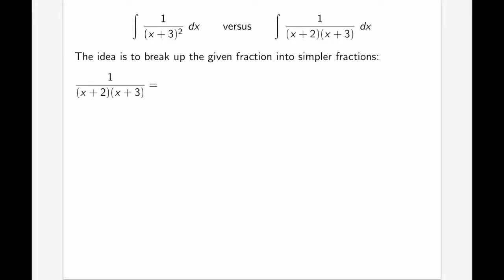Let's take a look at two very similar integrals, 1 over (x plus 3) squared and 1 over (x plus 2) times (x plus 3). They're very similar because really on the bottom you have two factors. It's just that in the first integral the factors are the same, and in the second one they're different. However, this subtle difference will give us another completely different approach to consider for these types of integrals.